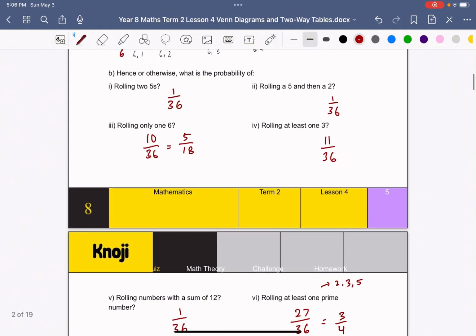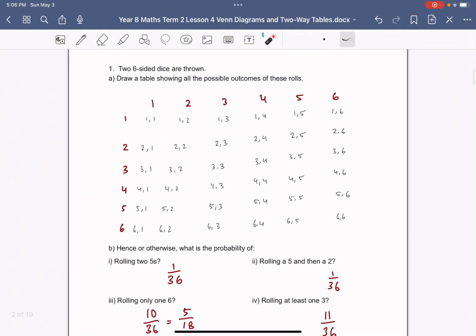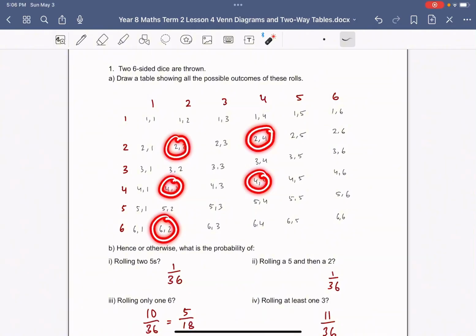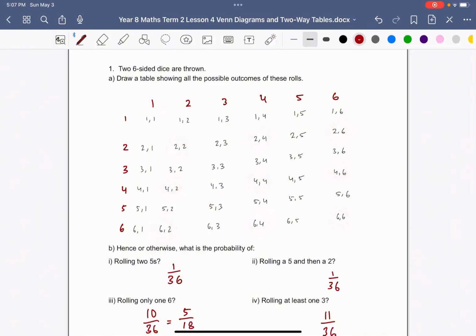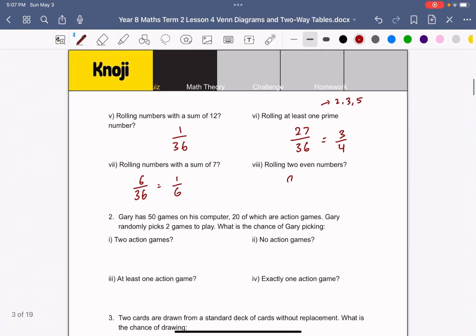Rolling 2 even numbers. If I look up here, rolling 2 even numbers would be a 2 and a 2, 2 and a 4, 6 and a 2. I could also go 4 and 2, 4 and 4, 6 and 4. 2 and 6, 4 and 6, 6 and 6. That gives me 9 total values out of my 36, which simplifies down to 1 over 4.